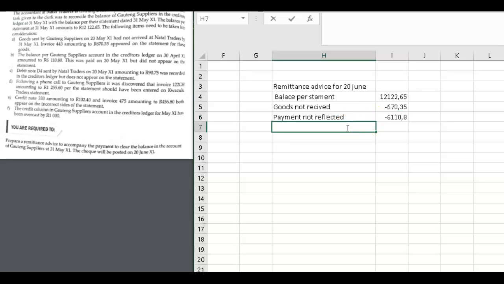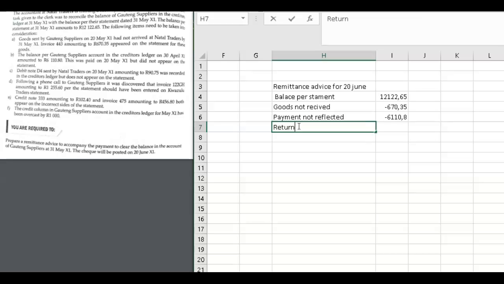The next one, C. Debit note sent by Natal Traders on 31st May amounting to 90.75 was recorded in the creditors ledger but not on the statement. So again, I don't know why they're doing this. They're not recording it on the statement. Now, wherever you see debit note or credit note, it's a return, right? As soon as they mention debit note or credit note, just think of a return. So you had a good and you basically returned it, right? But on this statement they never put the return. Like why? We owe you less now. So return not recorded.